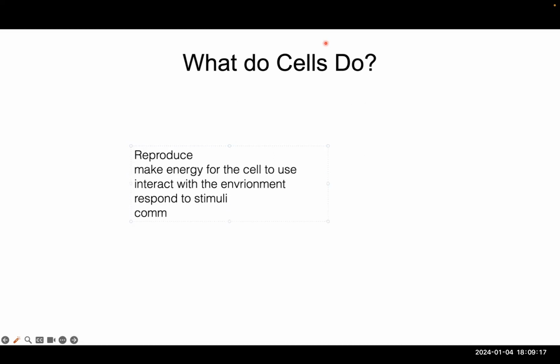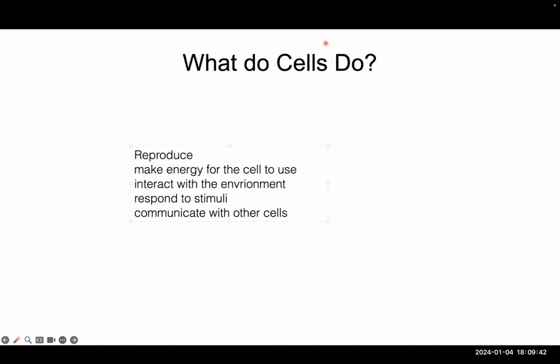They can also communicate with other cells. That's definitely something that human cells can do. In fact, most organisms can do that, even single-celled organisms, even the very simple ones. They have the ability to communicate with other cells. So those are different kinds of things living things can do.